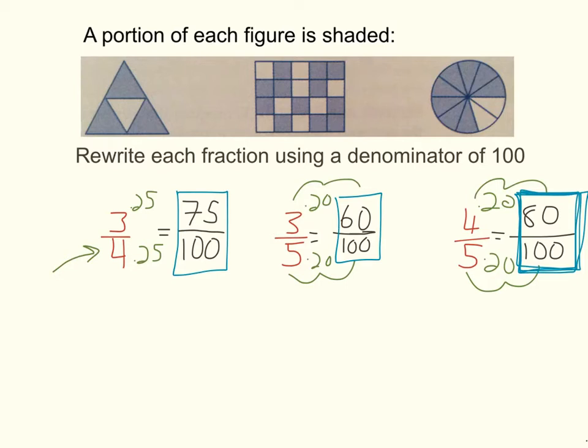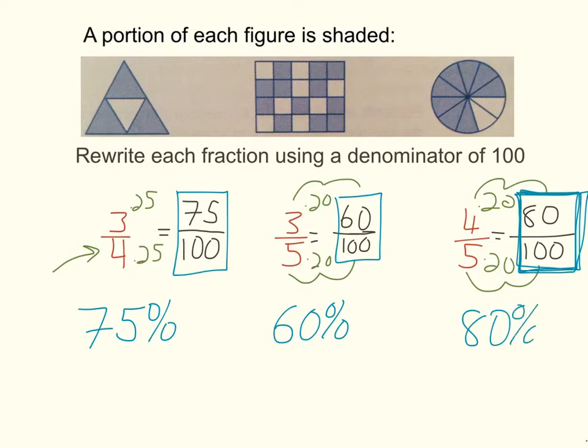So if we wanted to write these as percents, 75 per 100 is the same thing as 75%. 60 over 100 is 60%, and 80 over 100 is 80%. These are just different ways of writing the same fractions.